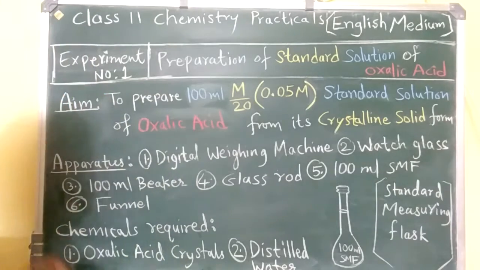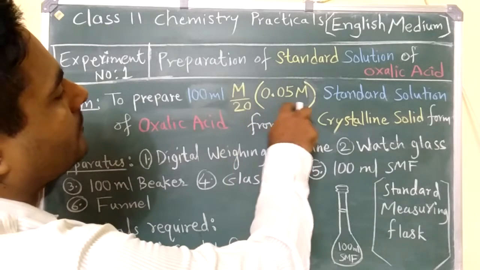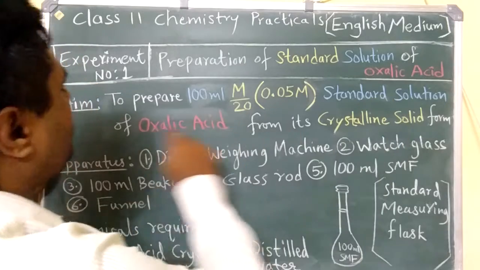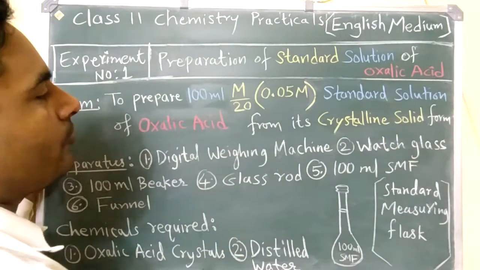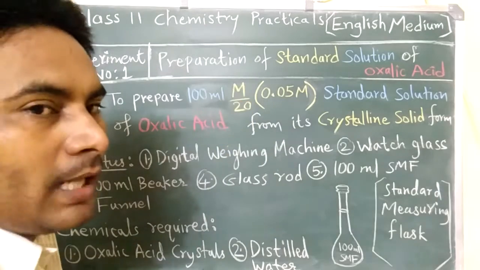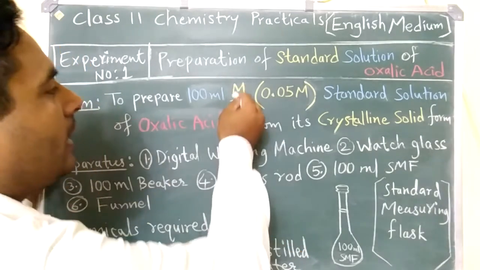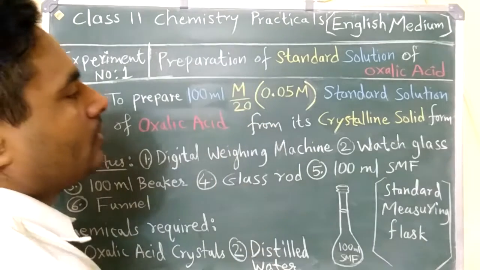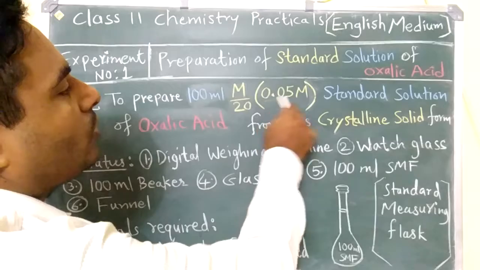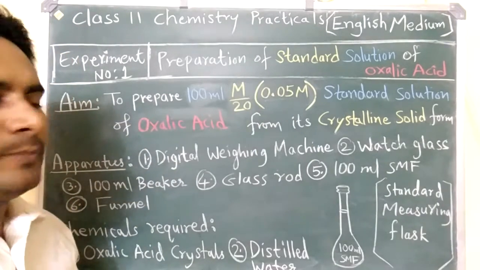Now students, what is the aim here? The aim is to prepare 100 ml M by 20, that is 0.05 M standard solution of oxalic acid from its crystalline solid form. Students, what is the meaning of M by 20? M indicates here molarity. The concentration of the solution is in terms of molar. So M by 20 means the molar concentration of the solution is 1 by 20, that is 0.05 molar concentration of the oxalic acid you have to prepare.